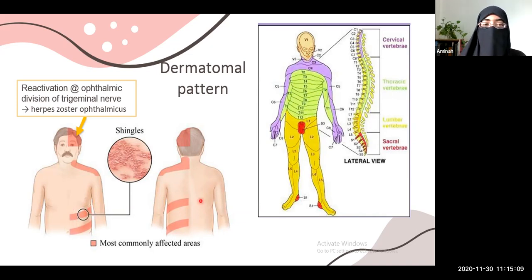Usually it's in the dorsal root ganglion, but it can also affect the ganglion of the cranial nerves, usually the trigeminal nerve, in which case it will cause a distribution of this pattern. This is called herpes zoster ophthalmicus because the ophthalmic division of the trigeminal nerve is involved. The most common area of lesions in zoster is the thoracic region, followed by the lumbar region.